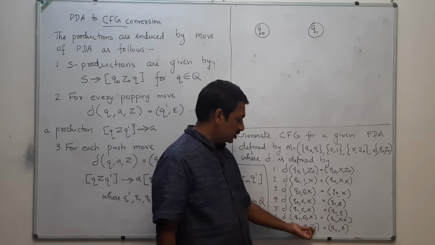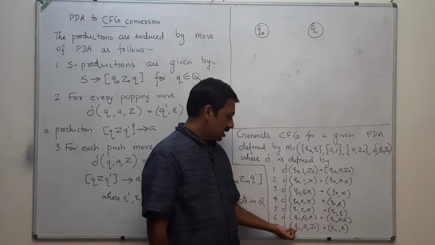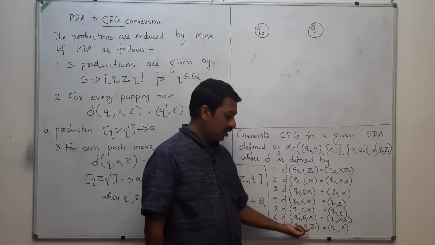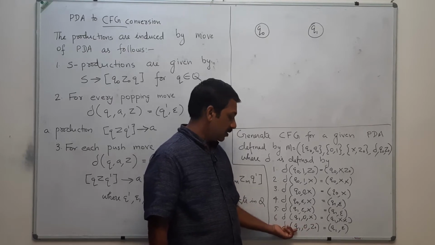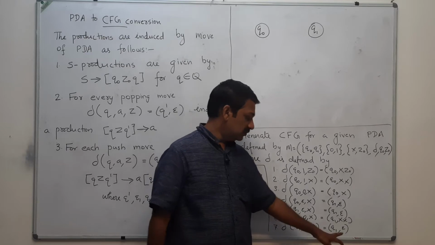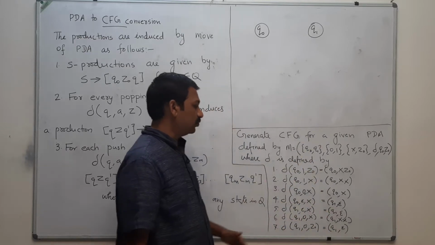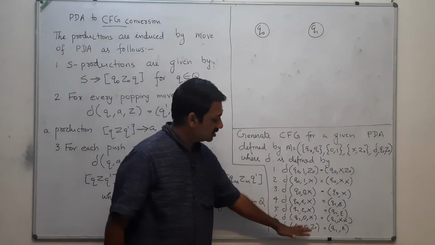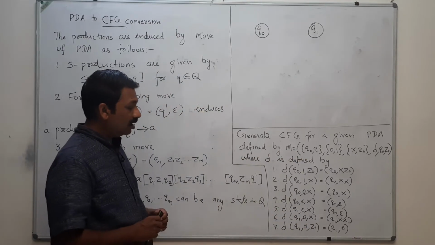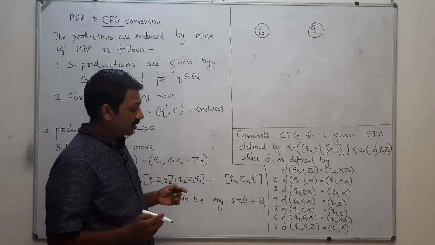And Q1, 0, Z0: if the current top of the stack is Z0, the input symbol is 1, and the current state is Q1, it will pop that. That is why here we have epsilon. So these are the moves, and you can represent this set of moves diagrammatically.